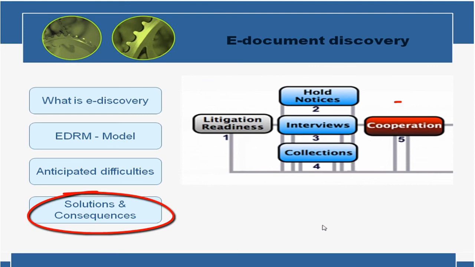But even more important is what I refer to as the cooperation process. You can get all of these other processes ready effectively, but if you don't have the cooperation of the other side and the court, then all of this effort is wasted. So what I would suggest very strongly is that with reference to the use of electronically stored information, there must be cooperation between both parties.